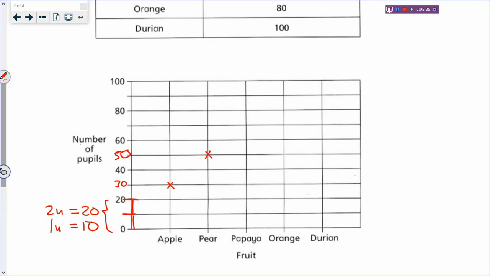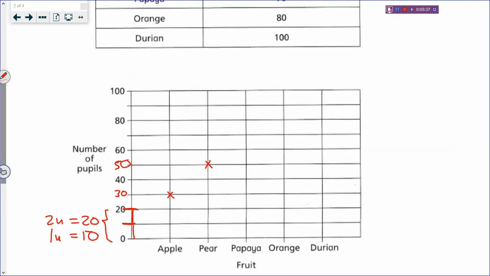Okay, and then the papaya will be 70. So look for 70. Right, 70 is here. So papaya will be cross. Put a cross there. And then your oranges will be 80. So which is here. Right, and then your durian will be 100. So you put a cross.